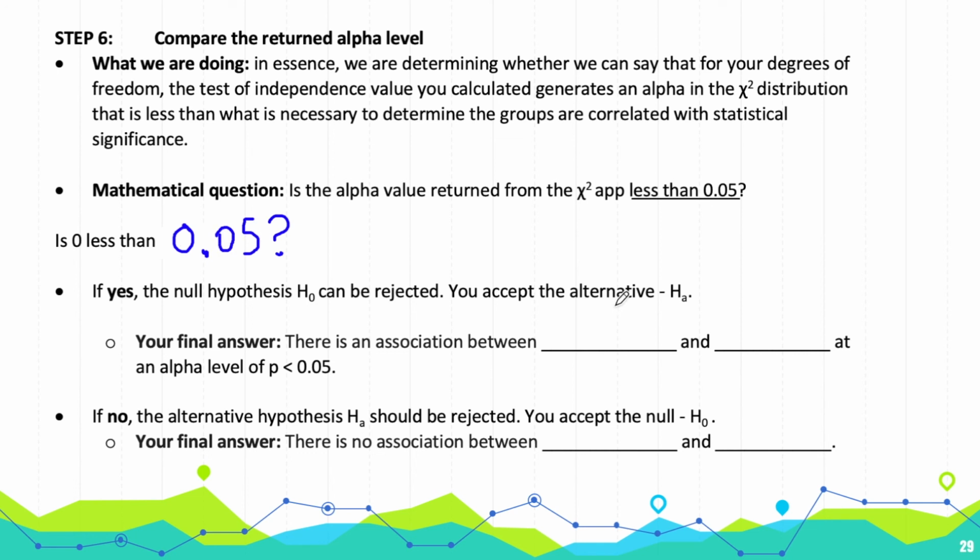If yes, we're going to reject the null hypothesis and accept the alternative. If no, we're going to reject the alternative hypothesis and accept the null. So which should we do? Yes, 0 is less than 0.05, so the null hypothesis can be rejected, and you are going to accept the alternative. Your final answer is that there is an association between pet owner and the kind of cat that they own at an alpha level of p is less than 0.05.